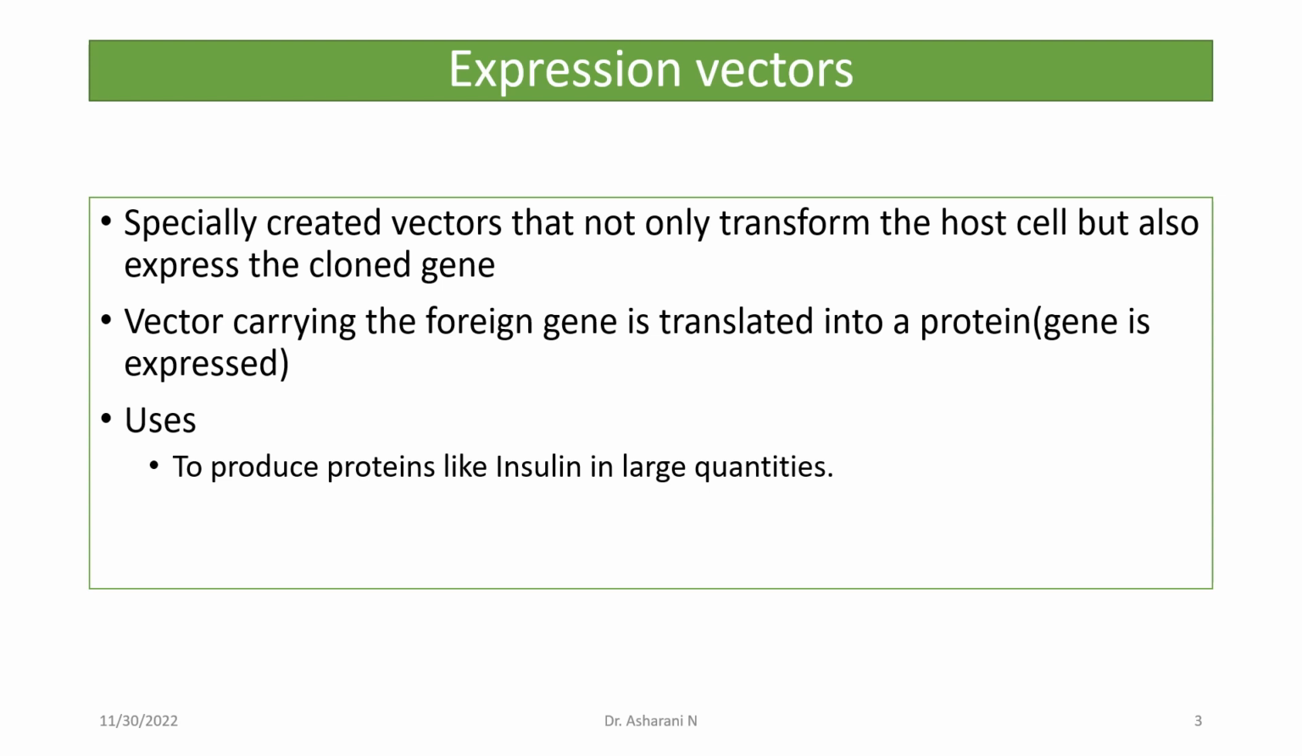Expression vectors. So expression vectors are the vectors that not only amplify in the host or propagate in the host, but also help in expression of the cloned gene. So the foreign DNA, whatever is inserted into the vector, is expressed to produce the product. So the product is the protein. So these type of vectors are called expression vectors.